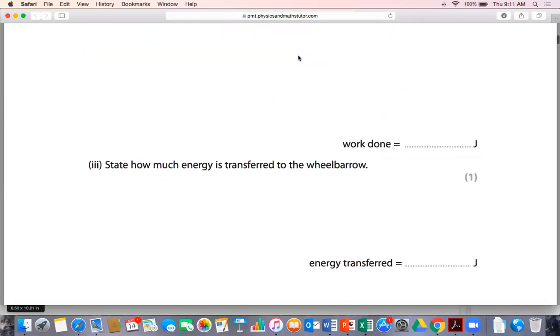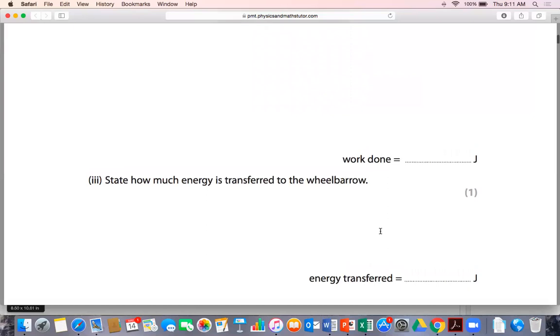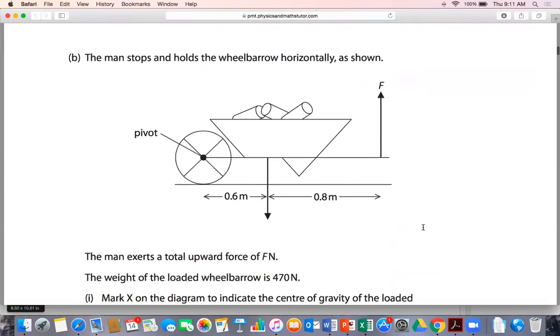Okay, let's look at the next one. So here you can put the answer. Here is joule, but Newton meter is also the other unit. But since they use joule here, you use joule. State how much energy is transferred to the wheelbarrow. 5,460. Yeah, it's the same amount of energy, 5,460, because that's the force that is being put to move the wheelbarrow.